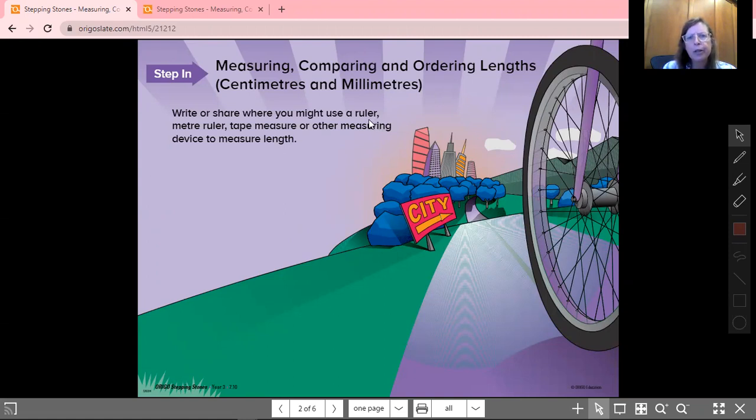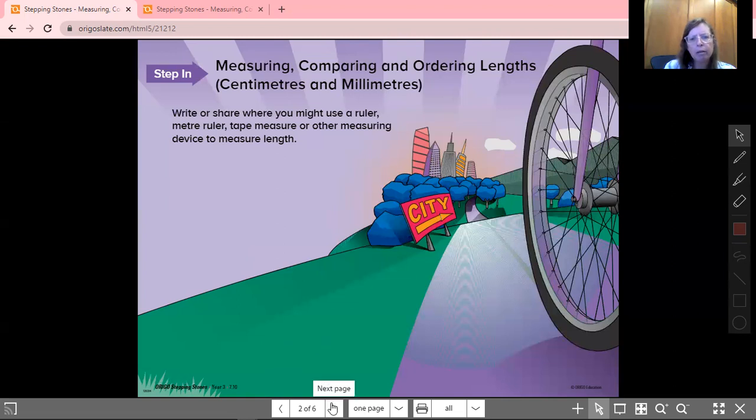A ruler is generally 30 centimetres, so you could be using that for either centimetres or millimetres. Most rulers have millimetres on them. A metre ruler, like we've got in the classroom, is generally not very accurate unless for small distances, but it is handy for something like measuring the room. A tape measure is generally a smaller measurement. Again, it has millimetres and centimetres, but it usually goes to a little beyond a metre.